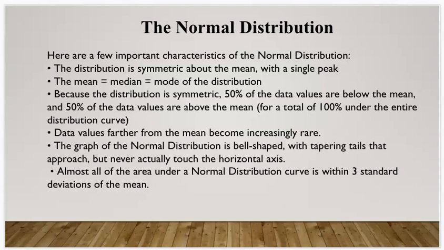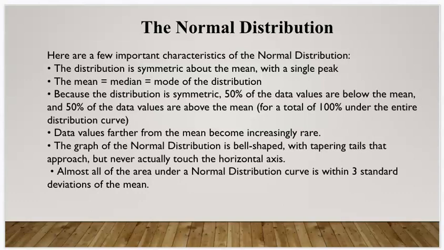Normal distributions are symmetric about the mean with a single peak. The mean, the median, and the mode are all the same in a normal distribution. Because the distribution is symmetric, 50% of the data lies below the mean and 50% of the data lies above the mean, for a total of 100% under the entire curve. Data values farther from the mean become increasingly rare. That's why we consider them outliers.